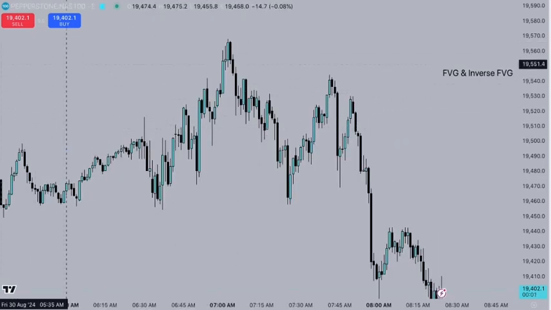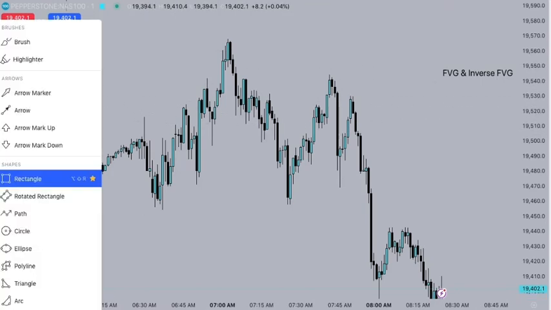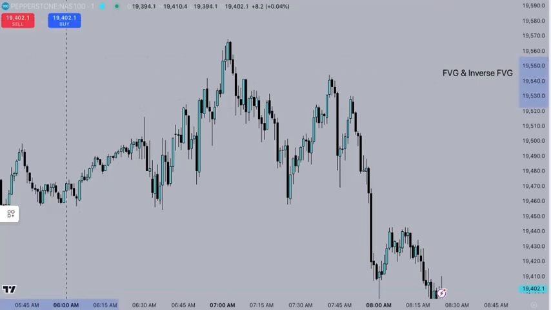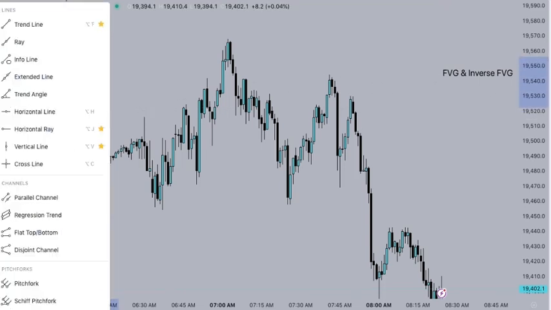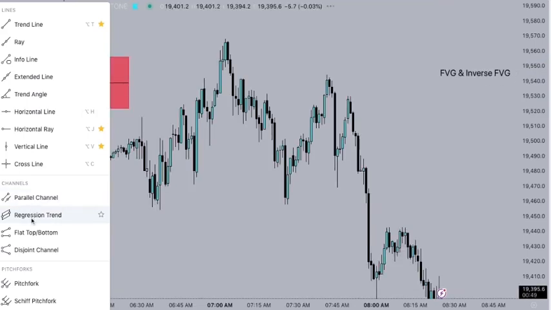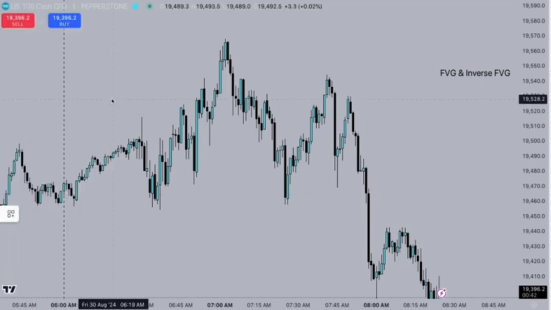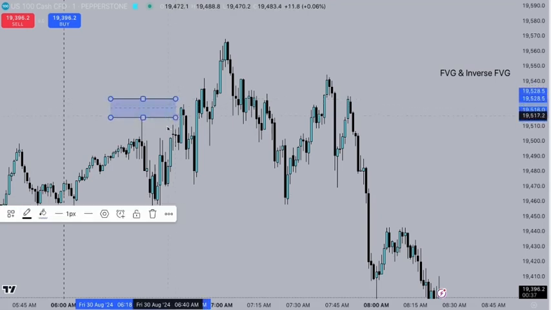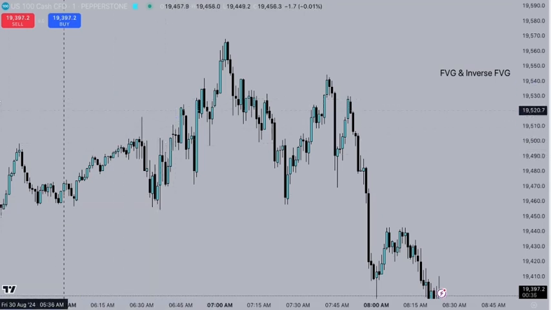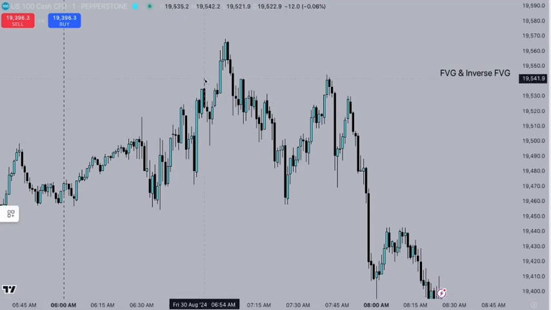Market opened around here. And you can use the box, the rectangle. I believe some people use this other tool. Either one works, but I like the box. It's easier. So let's mark out a fair value gap right here.